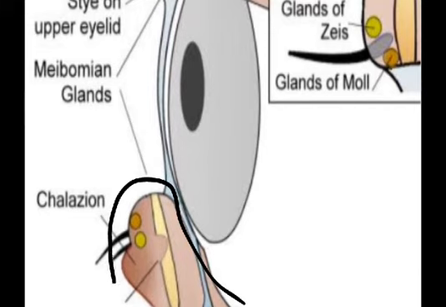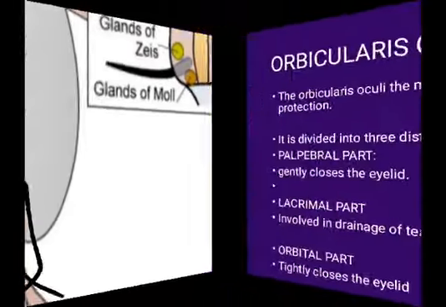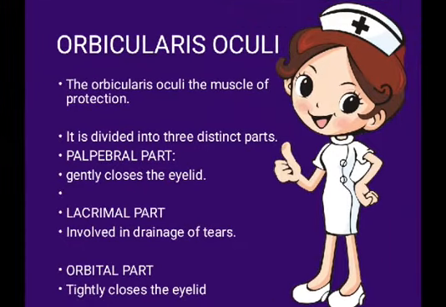This is the lower eyelid and this area is enlarged here. Now this is the eyelash follicle and it consists of the sweat glands. This is the gland of Zeis and this is the gland of Moll. Both the glands surround the eyelash. This is the location of these glands. Now the second one is orbicularis oculi.